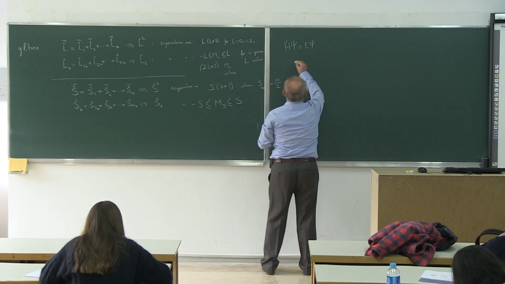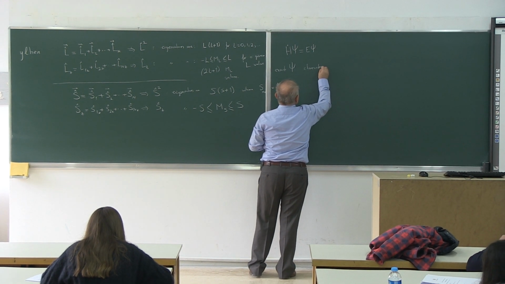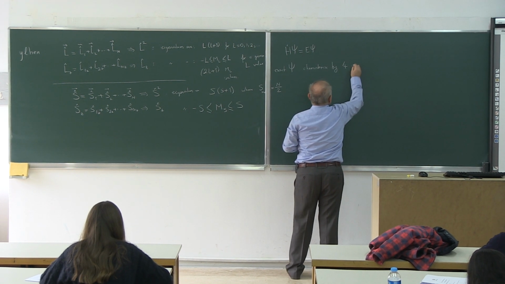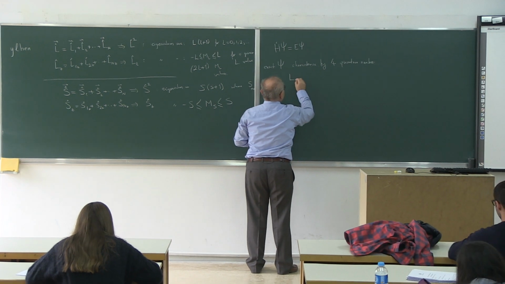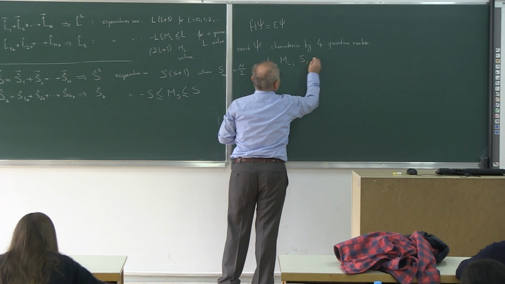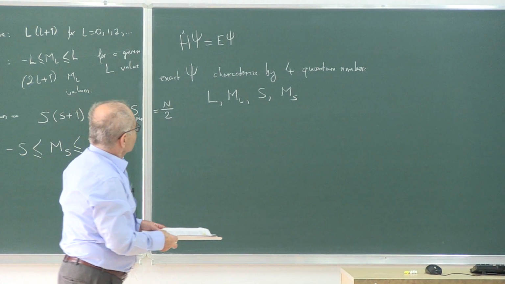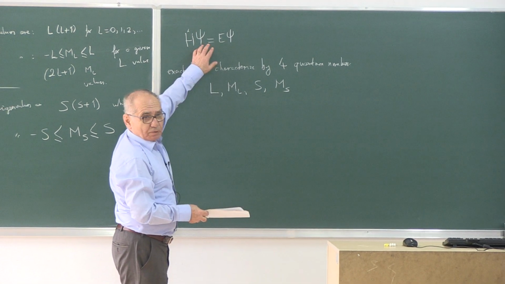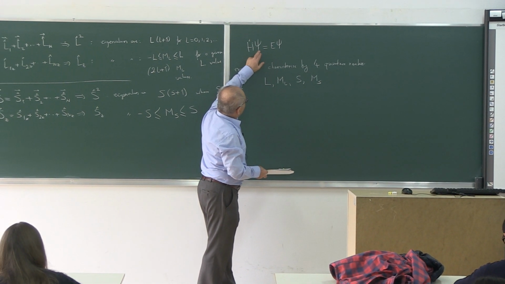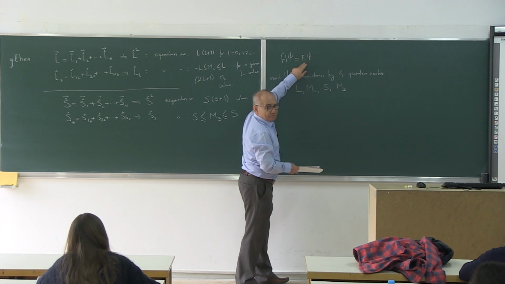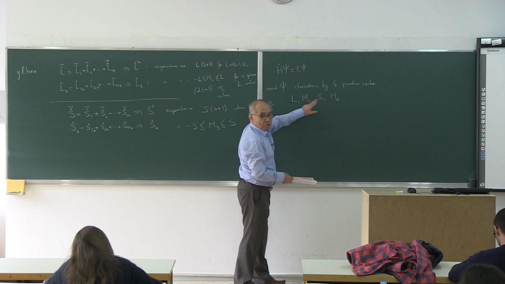In other words, the exact psi is characterized by 4 quantum numbers. These are L, ML, S, and MS. It turns out that the exact energies depend on the L value and S value, but not on ML or MS.